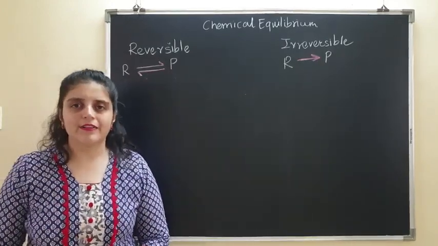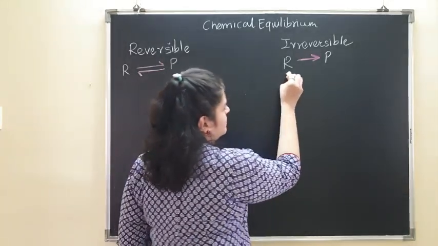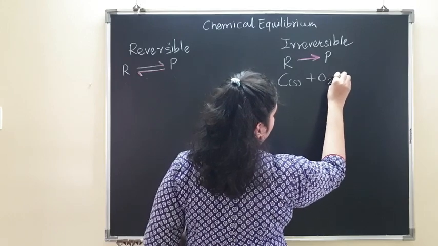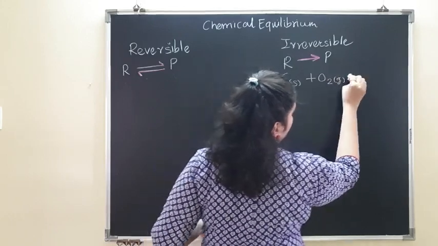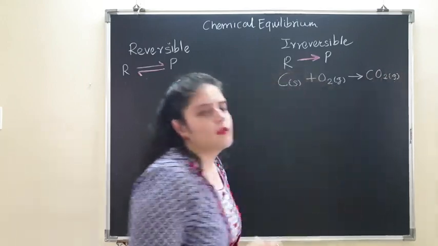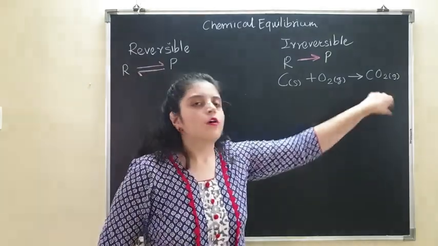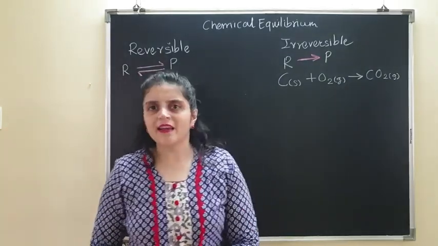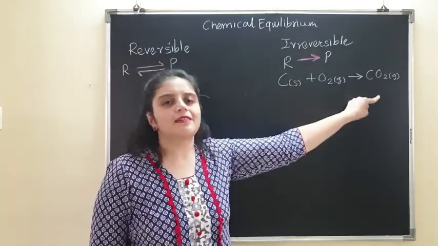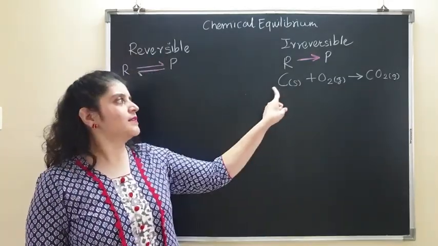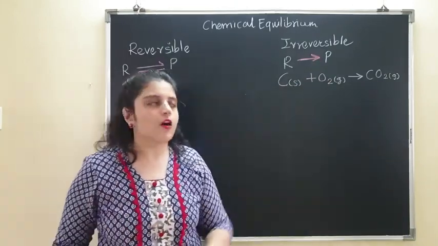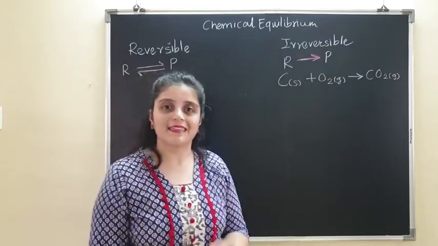Let us understand this with one example. C plus O2 will form CO2. This is irreversible. That means something that cannot be reversed, which doesn't get reversed. This is irreversible reaction. That means carbon and oxygen will combine to form CO2. But CO2 will not at all form carbon and oxygen at the same time.